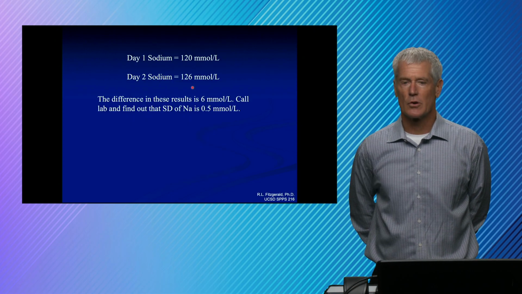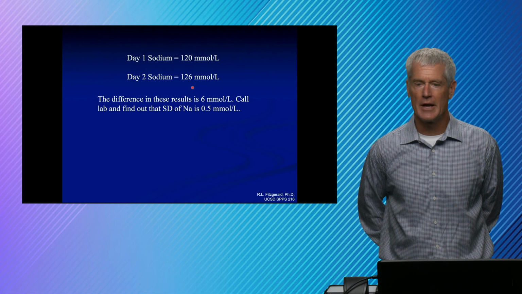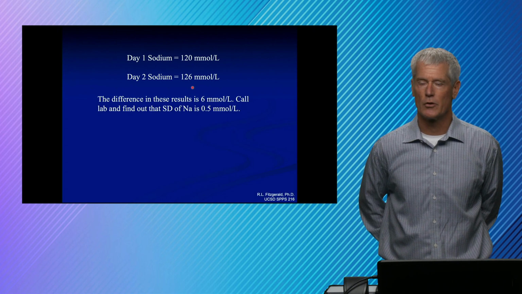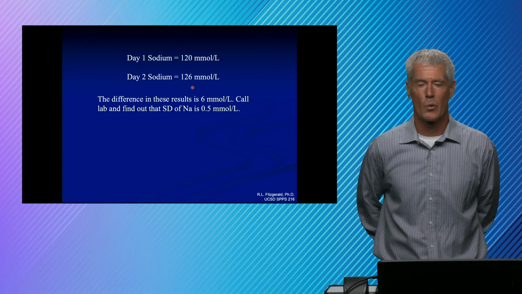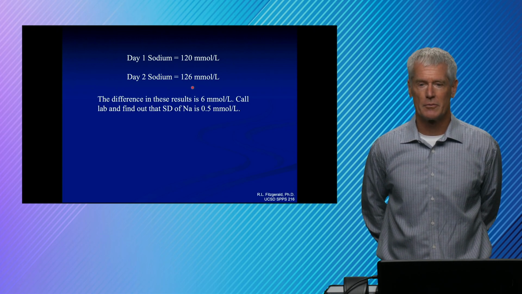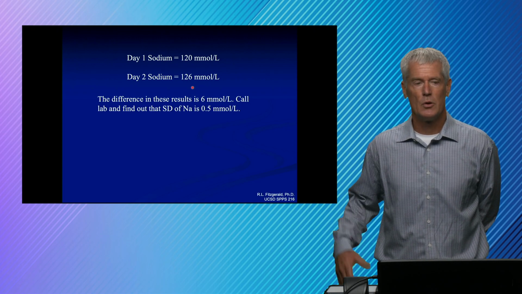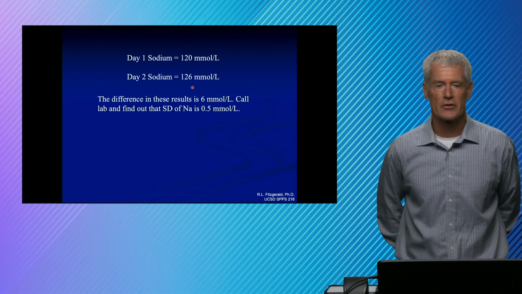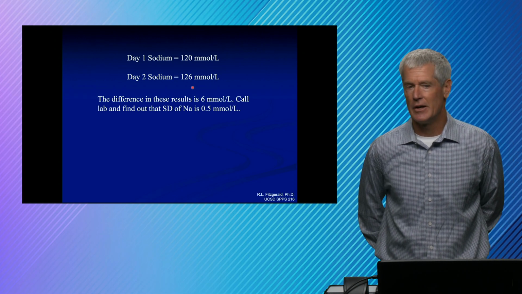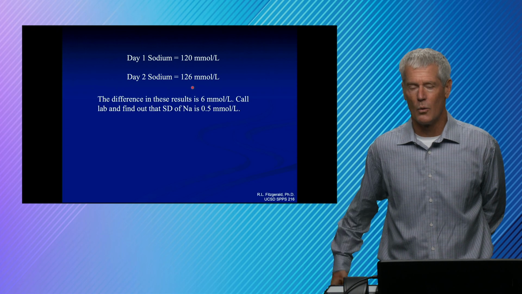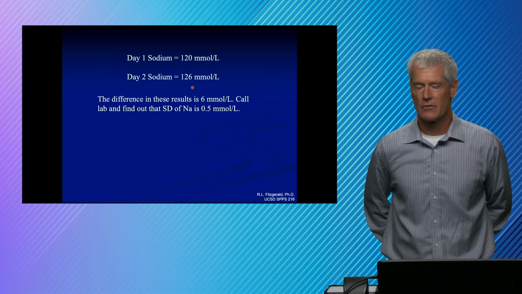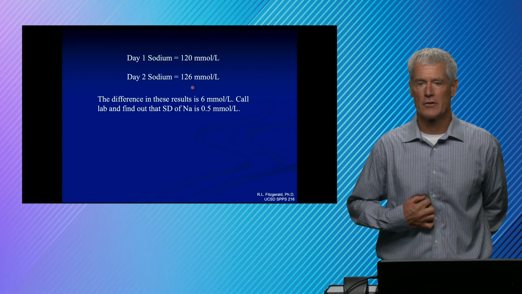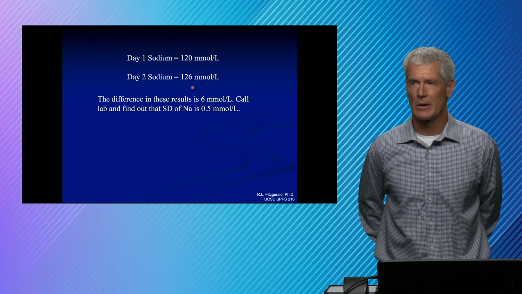So back to our original question. On day 1, our sodium was 120. On day 2, it was 126. We wanted to know, is the patient getting better or worse? That difference is 6 millimoles per liter. You would have to call the lab and ask what the precision of that test is, and we would tell you it's probably between 0.5% and 1%. In fact, the standard deviation for that test near 126 is 0.5 millimole per liter.